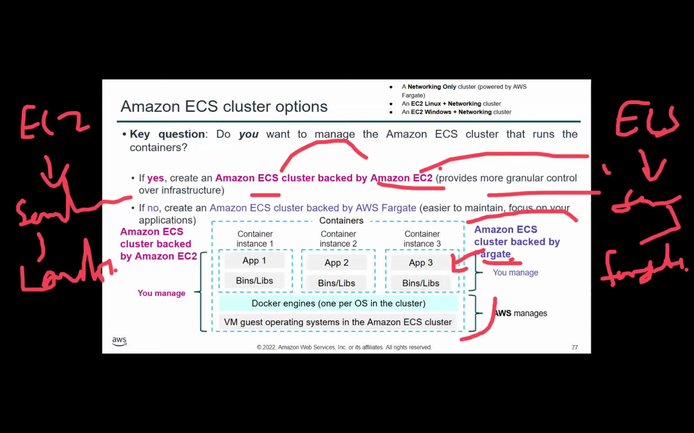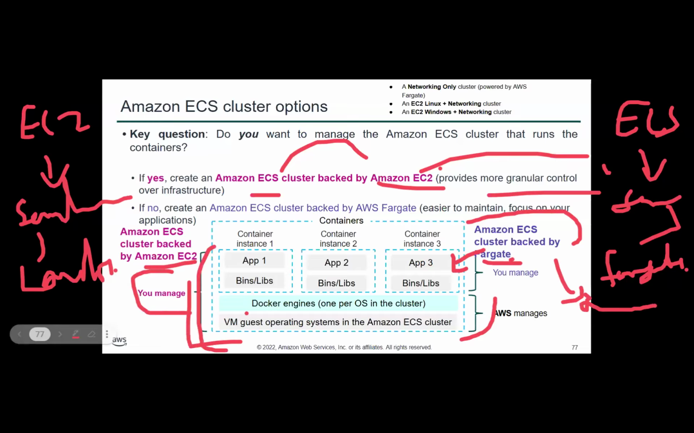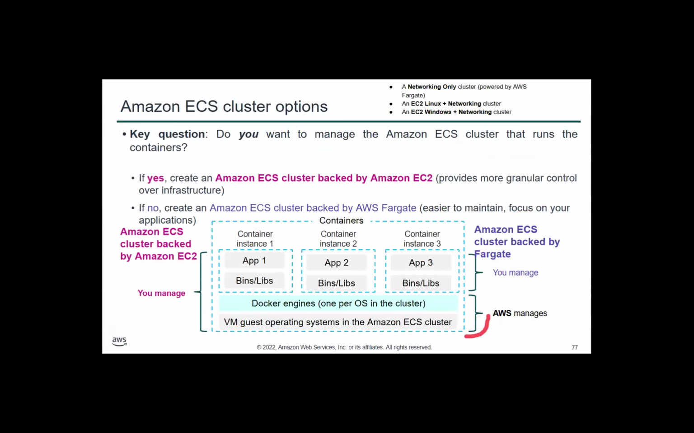If you take an Amazon ECS cluster backed by Fargate, Fargate will take care of all the server maintenance. But if you take ECS backed by EC2, you have to manage everything, even the Docker engine, virtualization, and the operating system. If you give it to Fargate, Fargate will manage the Docker engine, guest operating system, and everything. You just focus on your application and library files.